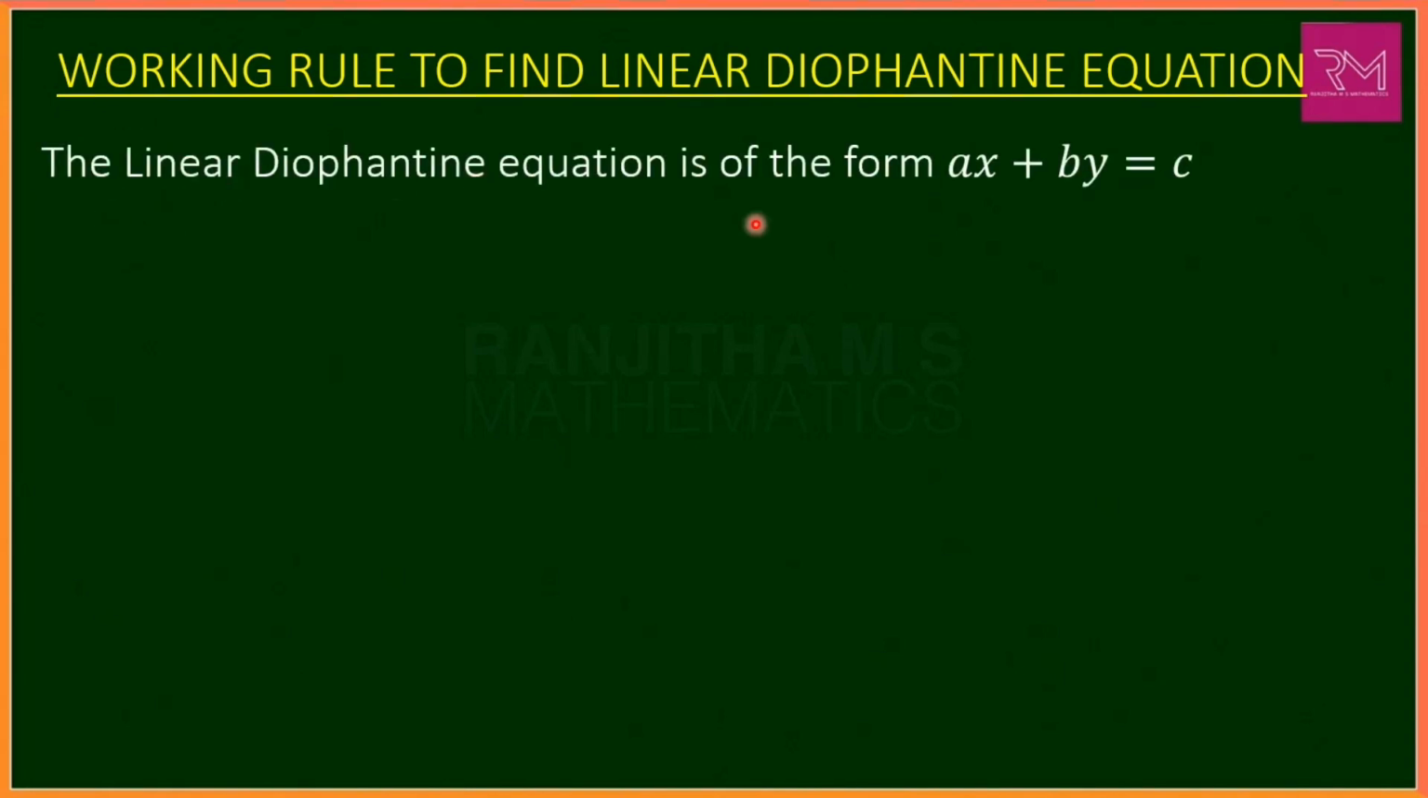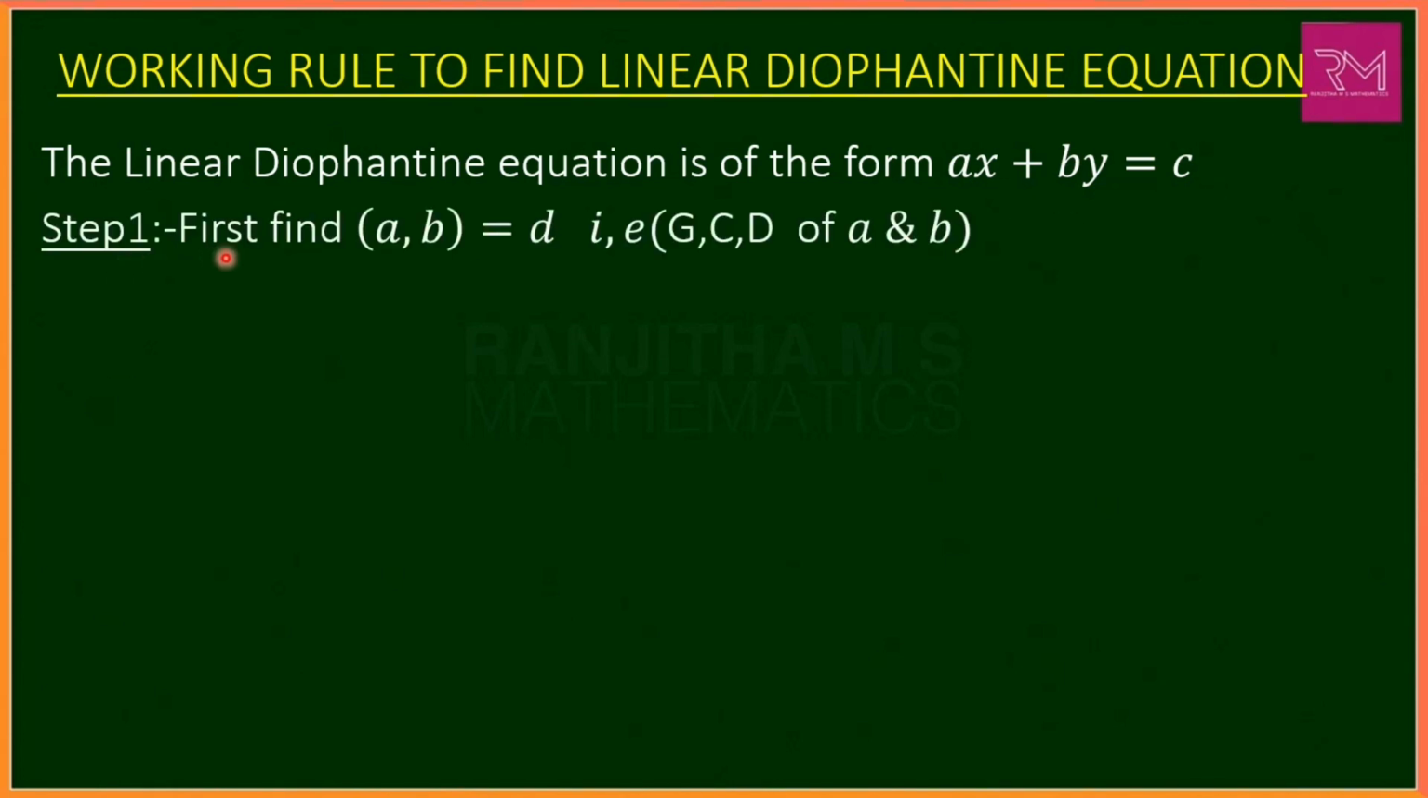First, the linear Diophantine equation is of the form ax plus by equal to c. Here they give a problem of the form ax plus by equal to c. First step, we have to find the GCD of a comma b. That is, we first find GCD of a comma b, which is equal to d. Next step, we have to verify whether d divides c or not.